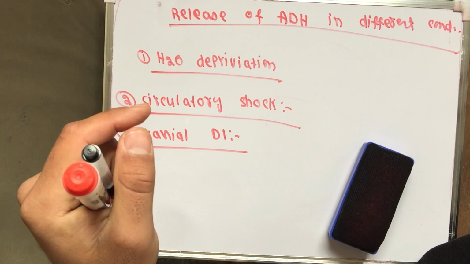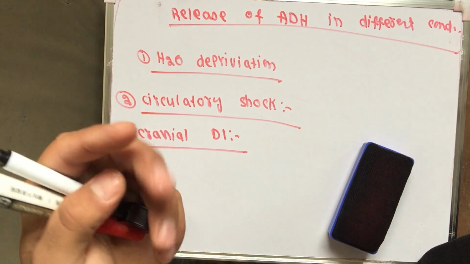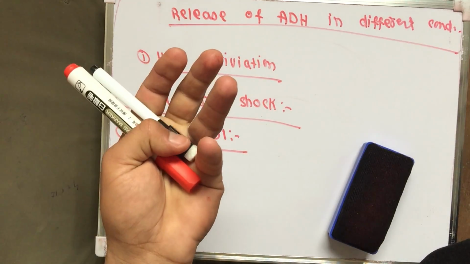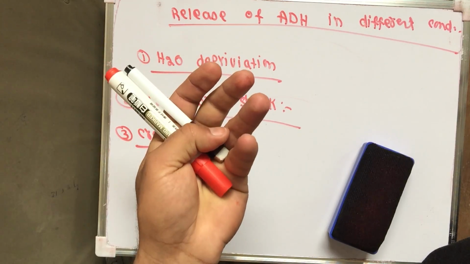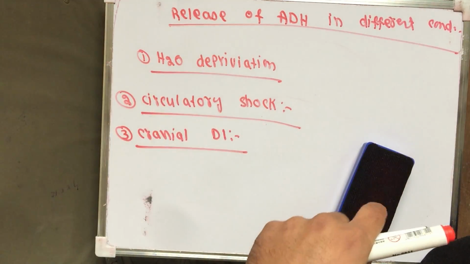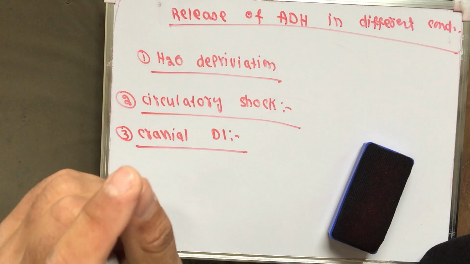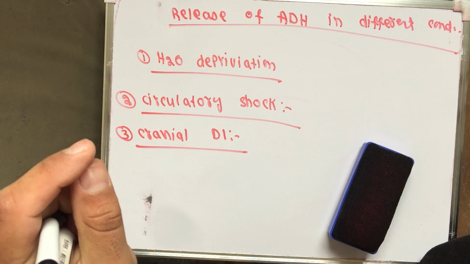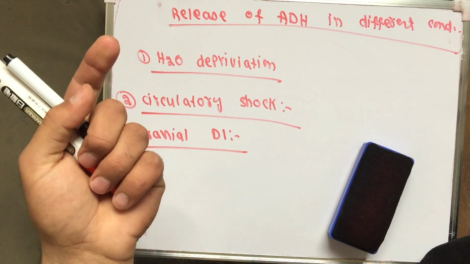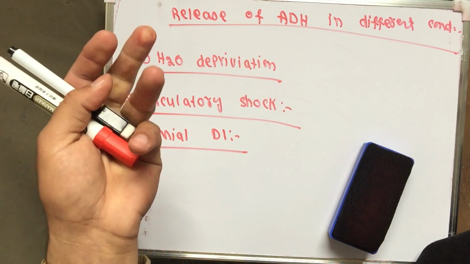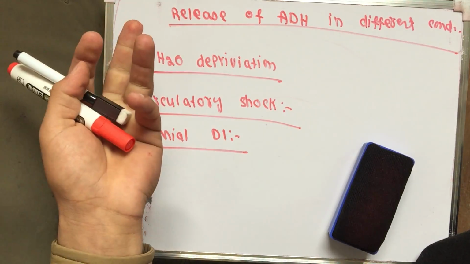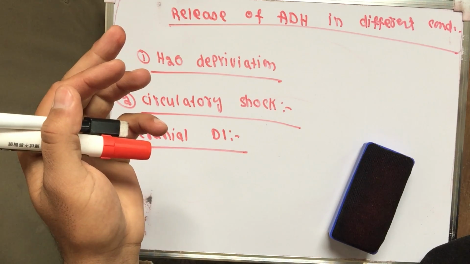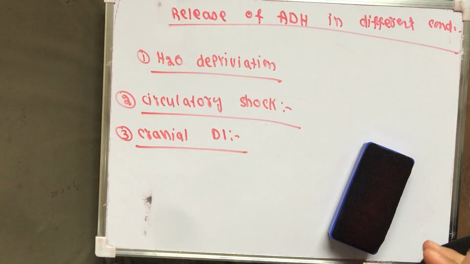So what happens is that in the distal convoluted tubule or the collecting duct we have no ADH acting, thus reabsorption of water does not take place. Okay, so this is cranial diabetes insipidus. And what will be the result of this? Dilute urine will be produced. It may occur due to infection or trauma to the supraoptic nucleus. Okay, so cranial diabetes insipidus is a condition.